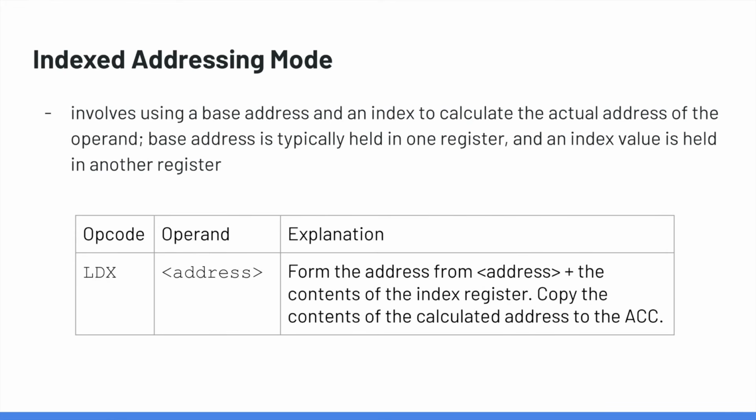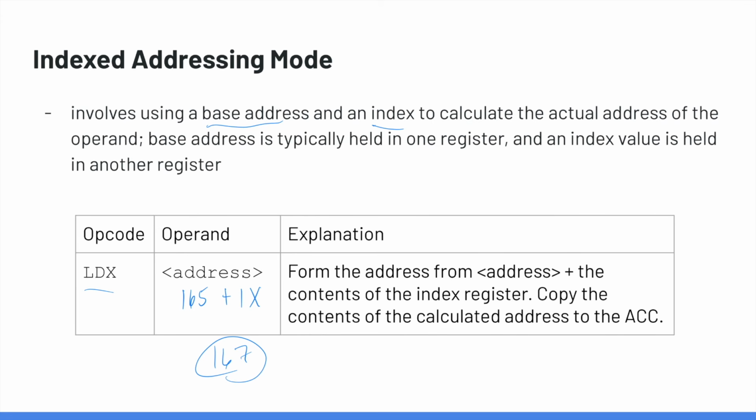Now next we have indexed addressing mode, and this is the LDX that we've seen before. This involves using the base address and an index, in this case an index register, in order to calculate the actual address of the operand. So remember, if we had an address 165, we might add it to IX, the index register, and then we're going to use that to get some value. So if you get 167, then we're going to go ahead and get whatever value is there and then do whatever we want with it.